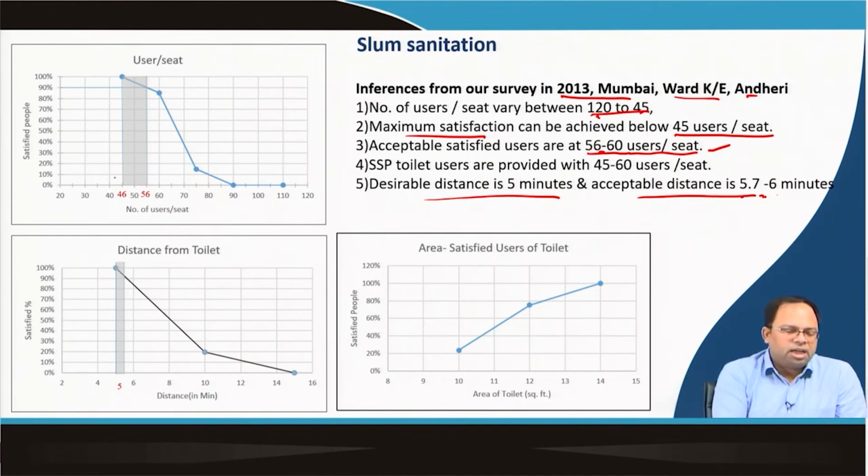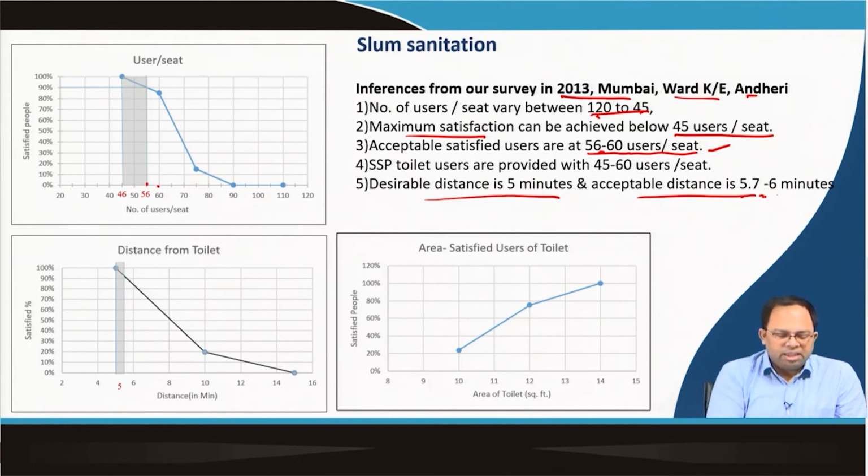As you can see in this chart, at 90 users per seat, the satisfaction level is almost 0. It gradually improves, and we can see that around 85% of people are satisfied at around 60 persons per seat, and then at around 45 to 60 you can see most of the people are satisfied.